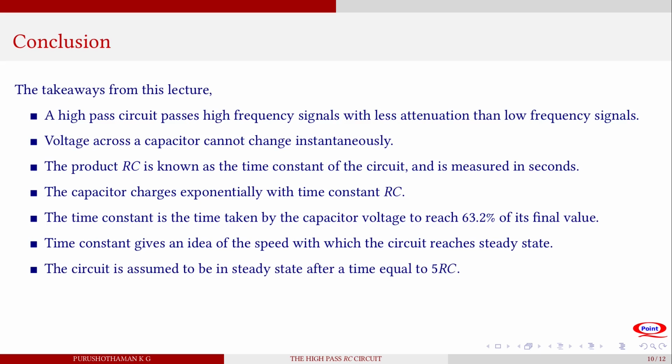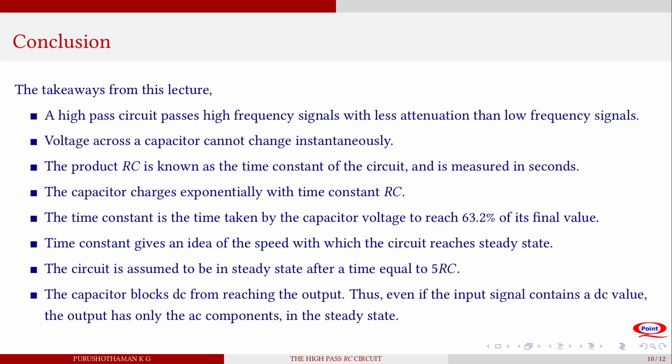The circuit is assumed to be in steady state after a time equal to 5 RC, or after 5 time constants, the circuit is assumed to be in steady state practically. And the capacitor blocks DC from reaching the output. Thus, even if the input signal contains a DC value, the output has only the AC components in the steady state. All the DC components from the signal will be removed by the capacitor. So in that sense, this capacitor is called a blocking capacitor. So it is blocking DC.